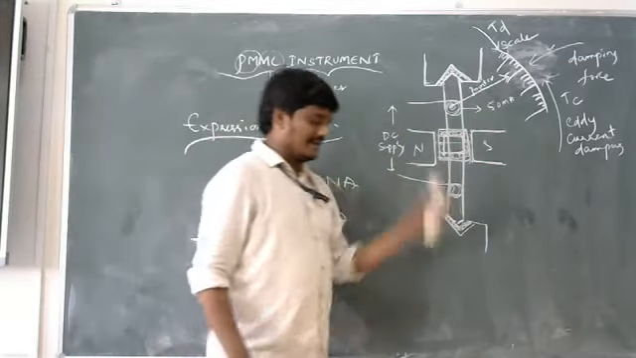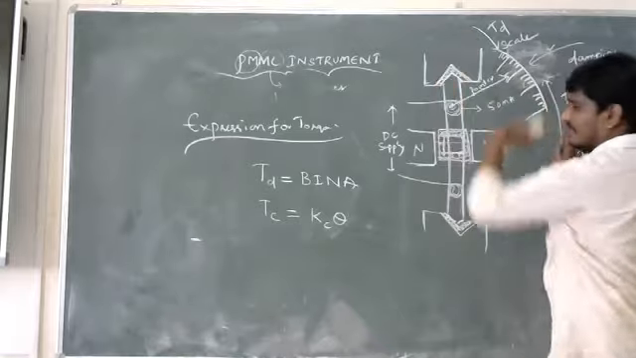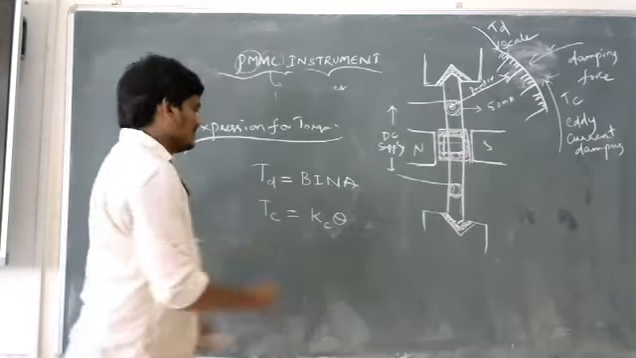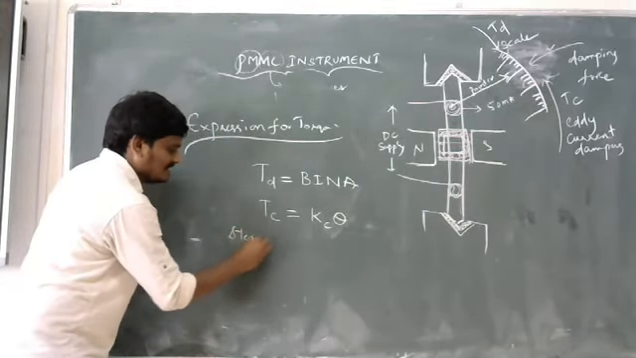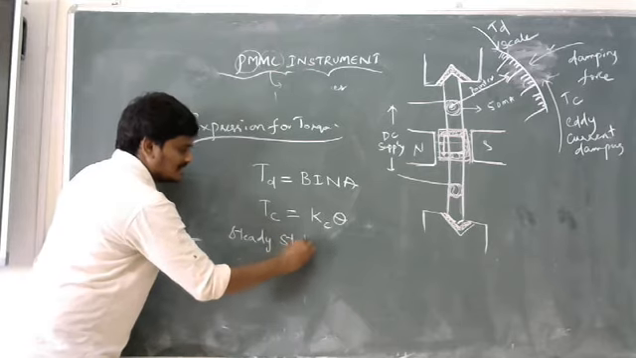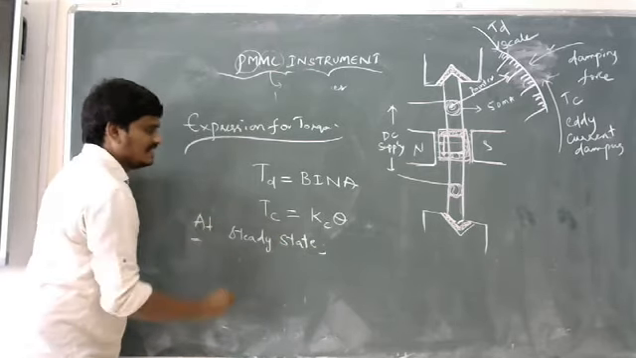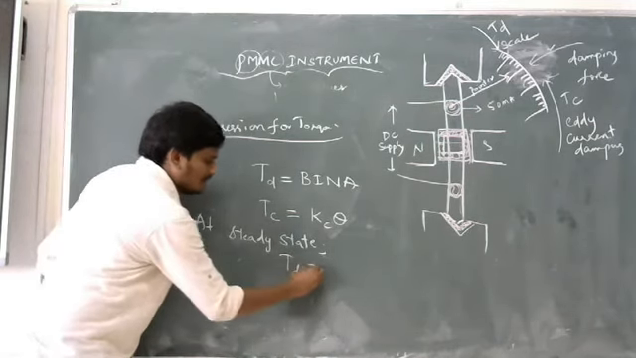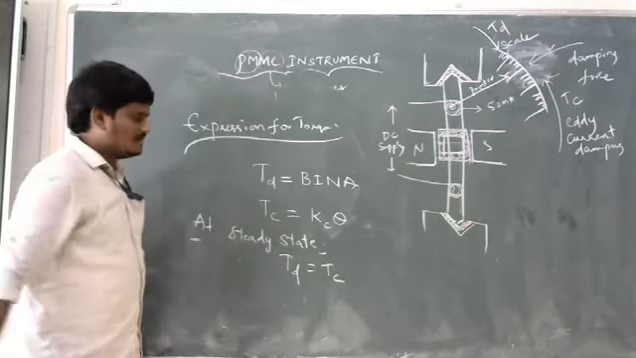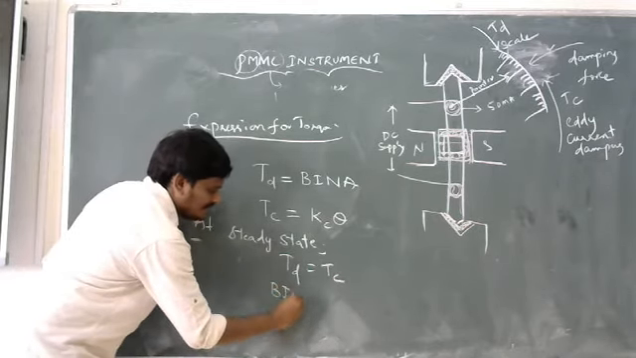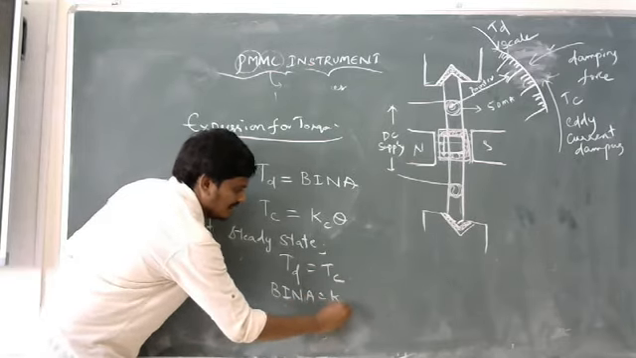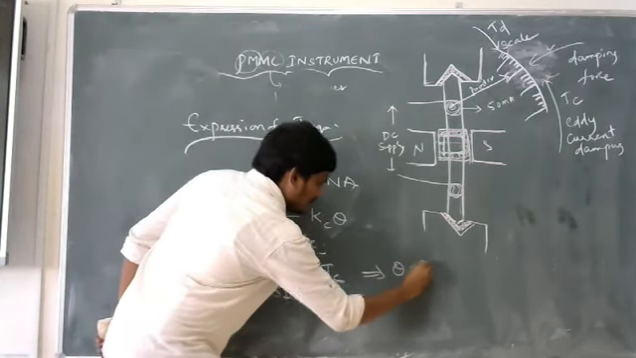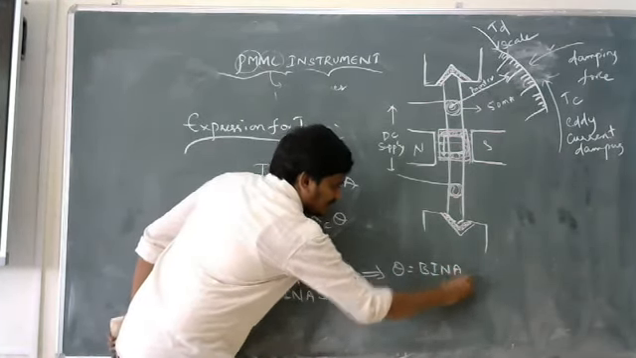Now coming to the diagram again, the two forces are colliding at a particular point. That condition is called the steady state condition. At steady state condition, the torque developed by the magnetic field will be equal to the torque developed by the springs. That is, BINA will be equal to Kc into theta, where the value of theta is given by BINA by Kc.